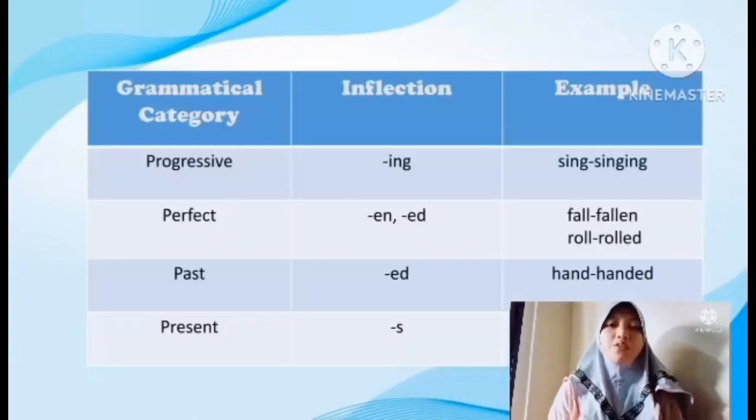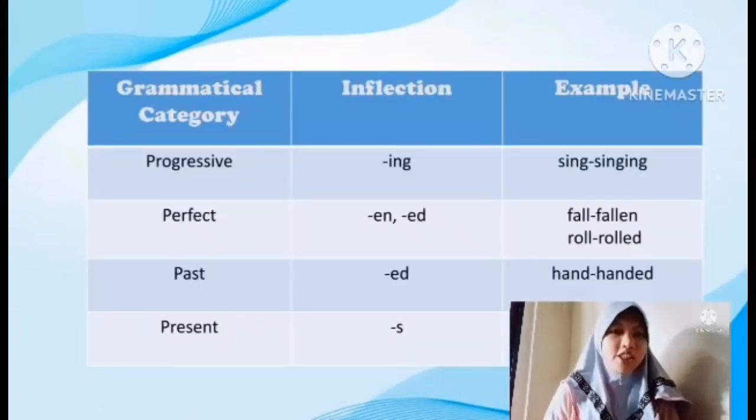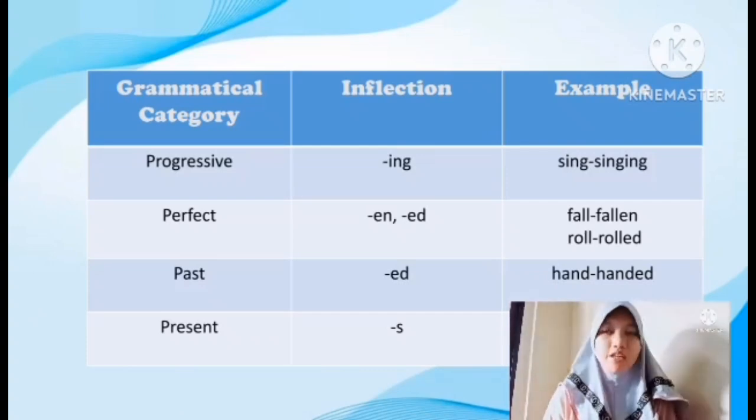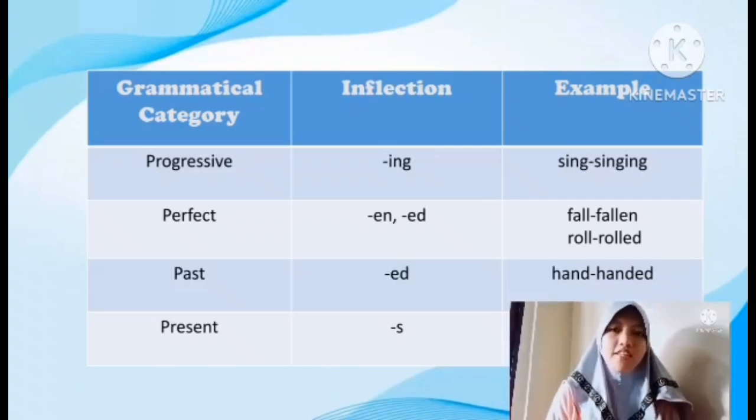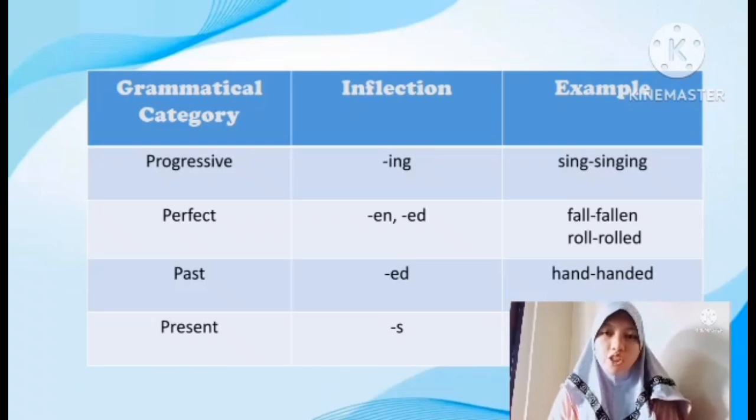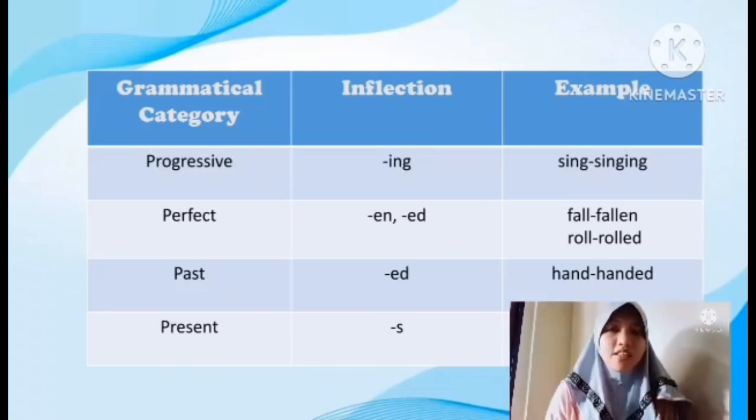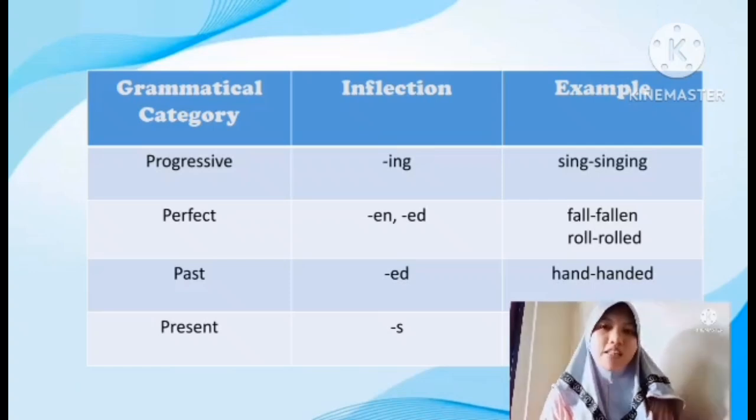So this time we're going to check the inflection rules of verbs. We have the graph here that shows it. So we have the grammatical category, inflection, and the examples for each one of them. The grammatical category of verbs is used to express the distinctions of times. First, we have the progressive. Progressive means that the action is being done right now. It's an ongoing action. So the inflection for it is ing. The stem in the example is sing. So if we're going to add the ing, it's going to be singing.